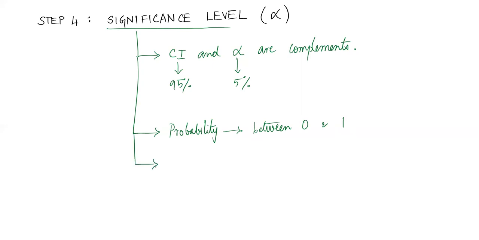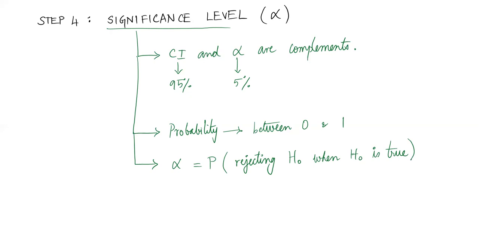To give you the definition, alpha is nothing but the probability of rejecting H naught, the null hypothesis, when H naught is true. Okay. It's a different way of thinking, but if you think about it, it is meaningful.